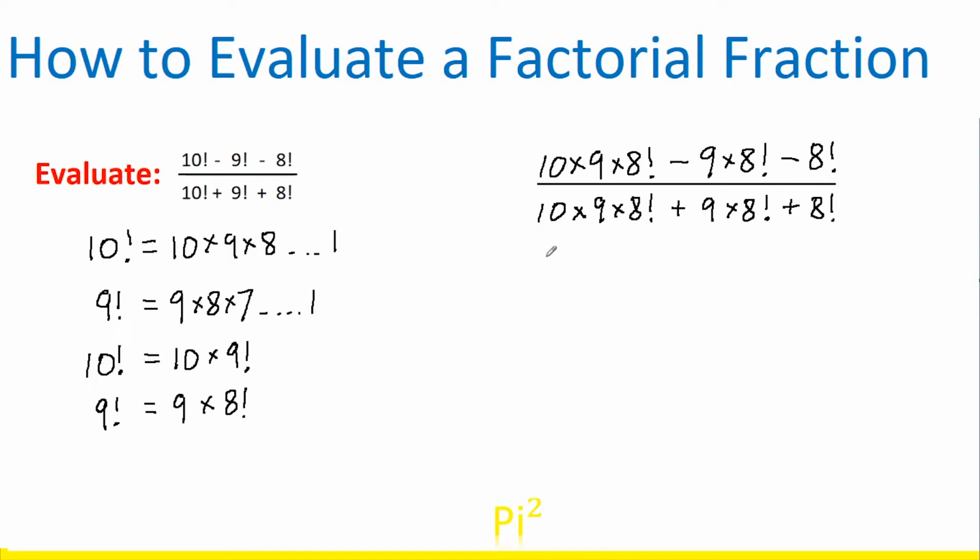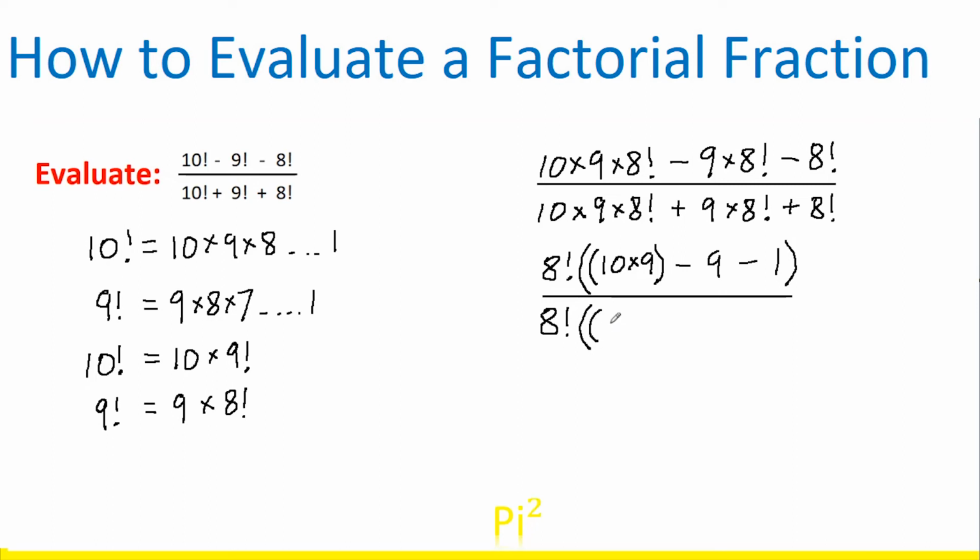So this now becomes 8 factorial times 10 times 9 less 9 less 1. And similarly, the denominator becomes 8 factorial times 10 times 9 plus 9 plus 1.